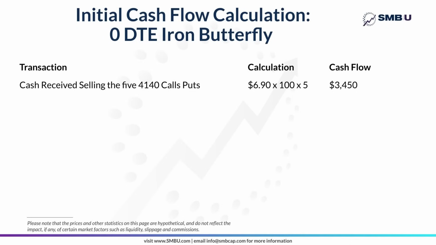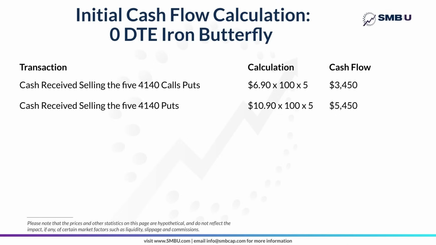Okay, so now let's analyze the cash flow of this transaction, because it's very important to understand how we're going to manage this trade. First off, we receive a price of $6.90 for the 5 calls we sold at 41.40. Remember, index options pay off $100 per point that the market moves past its strike price. So you multiply that by 100, and we sold 5 of them. The total premium we collected for the short calls was $3,450.